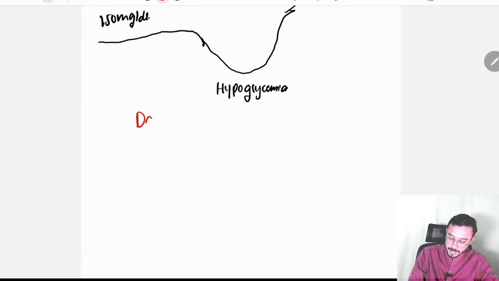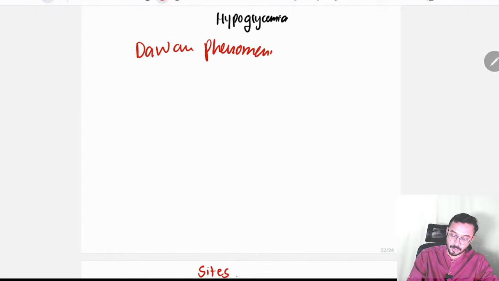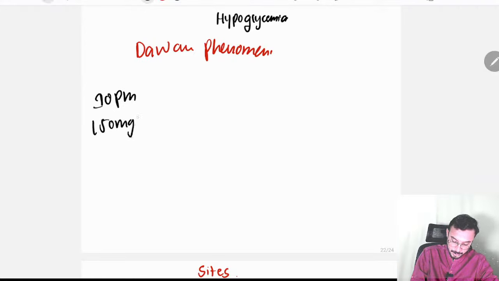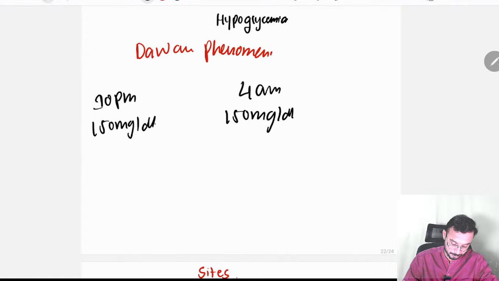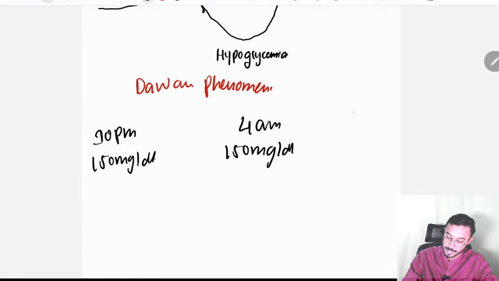And next is the dawn phenomenon. What actually happens here is, at night at 10 p.m. the glucose is 150 mg per dl. At 4 a.m. also it is 150 mg per dl. So there is no hypoglycemia here in the dawn. And look at early morning 7 a.m.: what is happening? Hyperglycemia is happening.